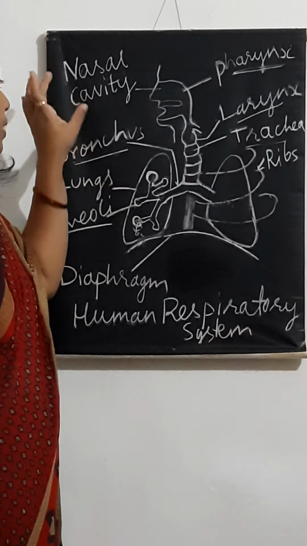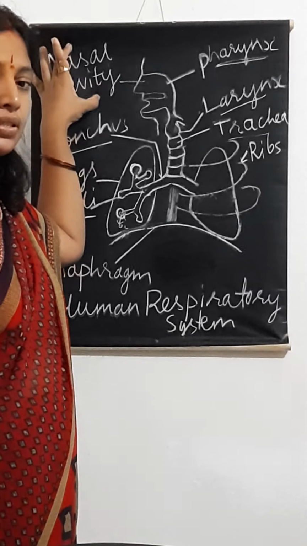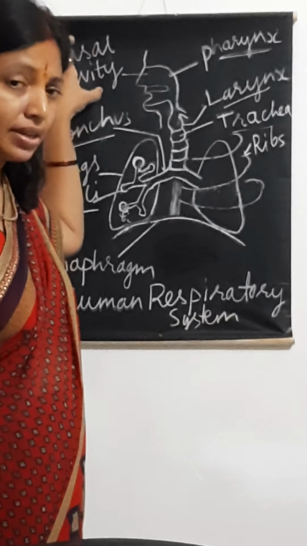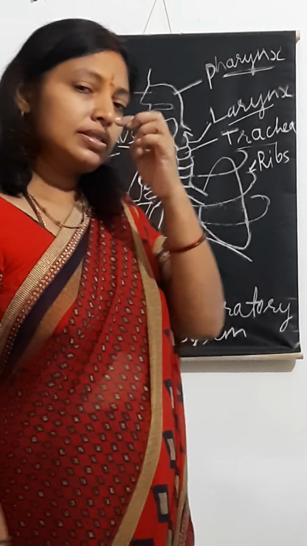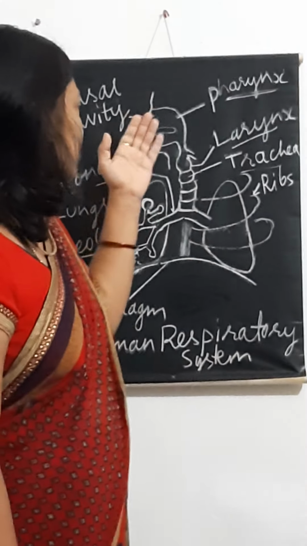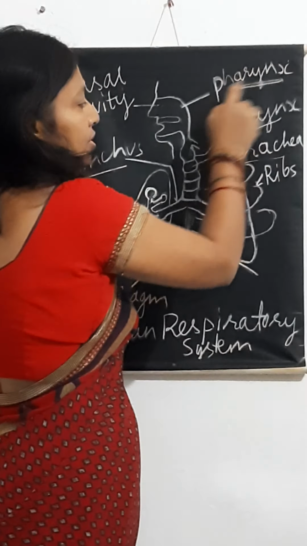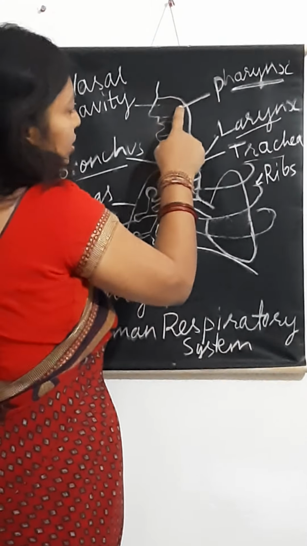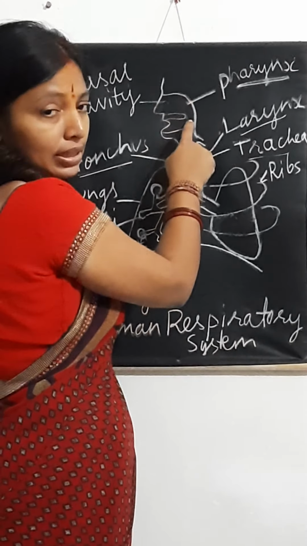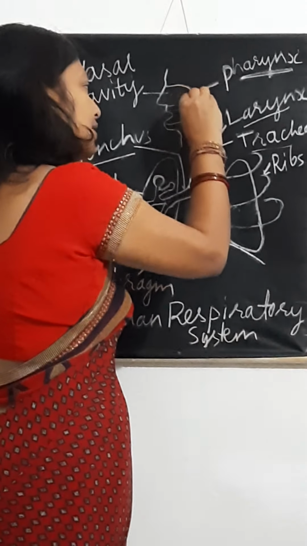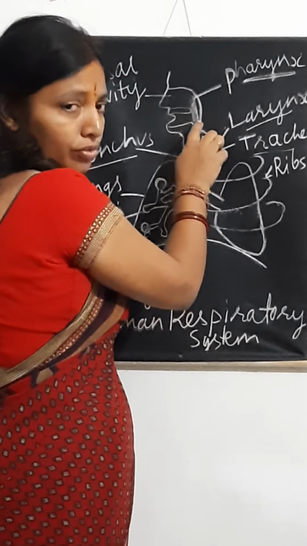Like before, I told about the nasal cavity. What is the function of the nasal cavity? It helps to filter the air because it is lined by fine hair, plus there is a mucous membrane which helps to filter the air. You see this pharynx, they ask what is the function of the pharynx. Pharynx is common both for the nasal cavity and for the oral cavity, the buccal cavity. So it acts as a common passage for air and also for food.